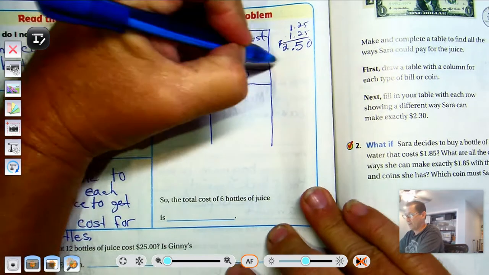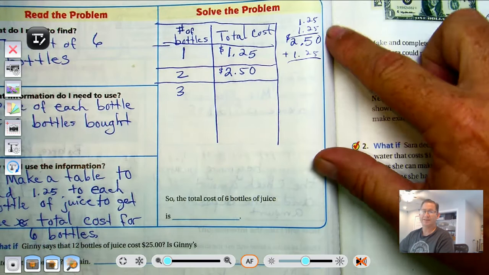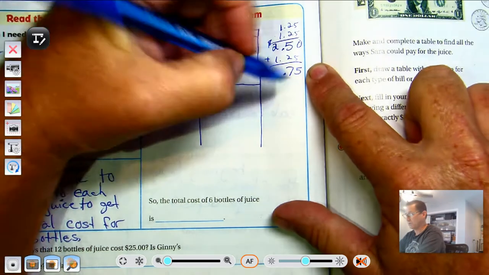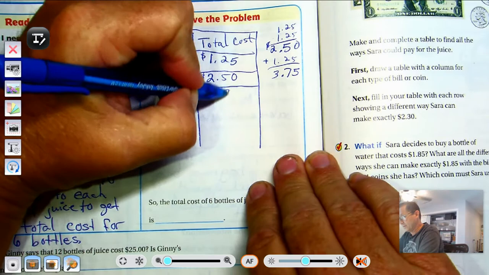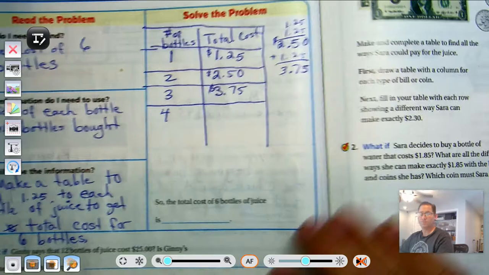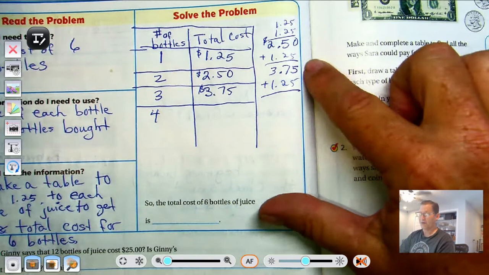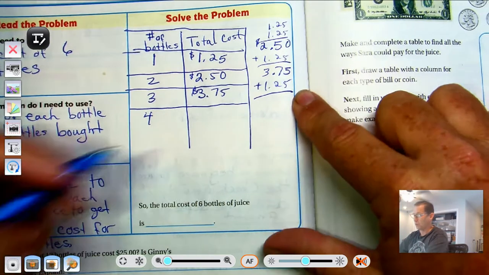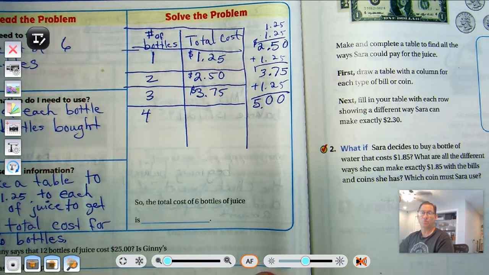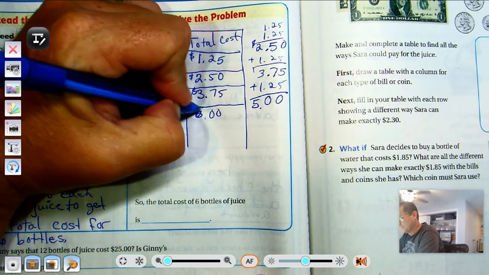3 bottles. Well, now we're going to add $1.25 to the $2.50. Well, 50 cents plus another quarter is 75 cents. $2 plus $1 is 3. So $3.75. If I buy 4 bottles, I'm going to add another $1.25 to the $3.75. 3 quarters, 75 cents, plus 1 more quarter is $1. So $3 plus 1 plus the regroup dollar, we're at $5 for 4 bottles.